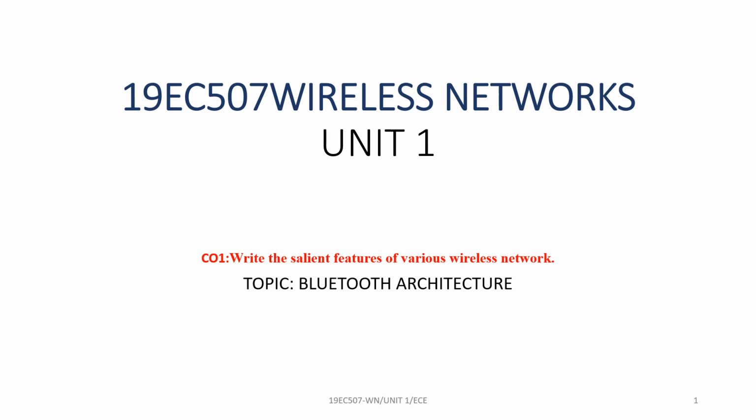Let us quickly go through the course outcome of our first unit. It states that we are going to study the salient features of different types of wireless networks. So our CO1 is defined as to write the salient features of various wireless networks.